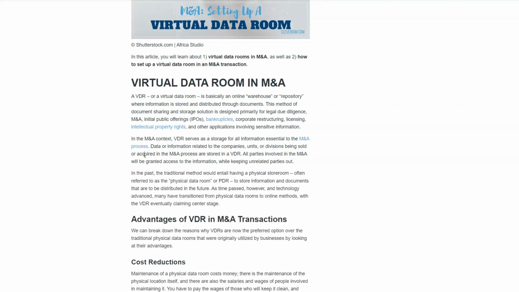At first, the traditional method involved having a physical storeroom, often referred to as the physical data room or PDR, to store information and documents that are to be distributed in the future. As time passes, however, and technology advances, many have transitioned from physical data rooms to online methods, with the VDR eventually taking center stage.